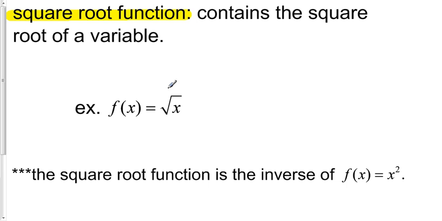So here's the easiest version of a square root function. F of x equals the square root of x. One important note is that the square root function is the inverse of f of x equals x squared. That makes sense. The inverse of the power of 2 is the square root function. So these are inverses of each other. Let's check out what their graphs look like.